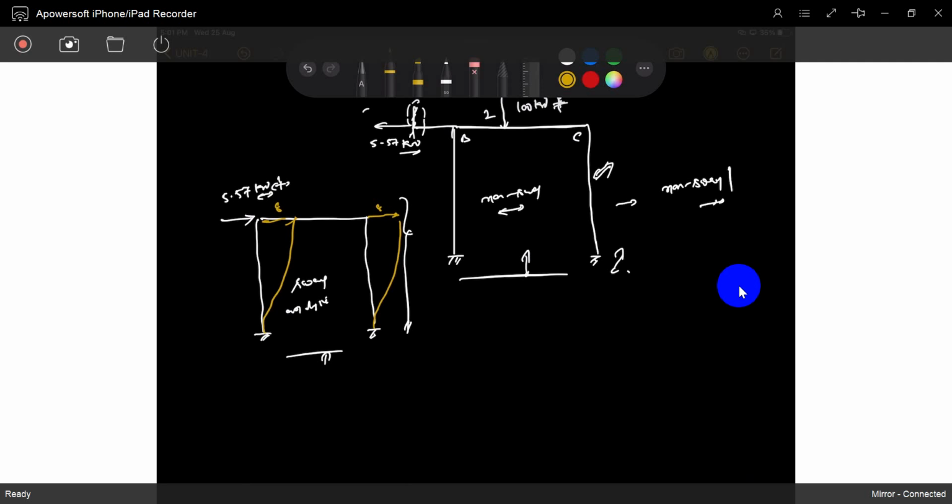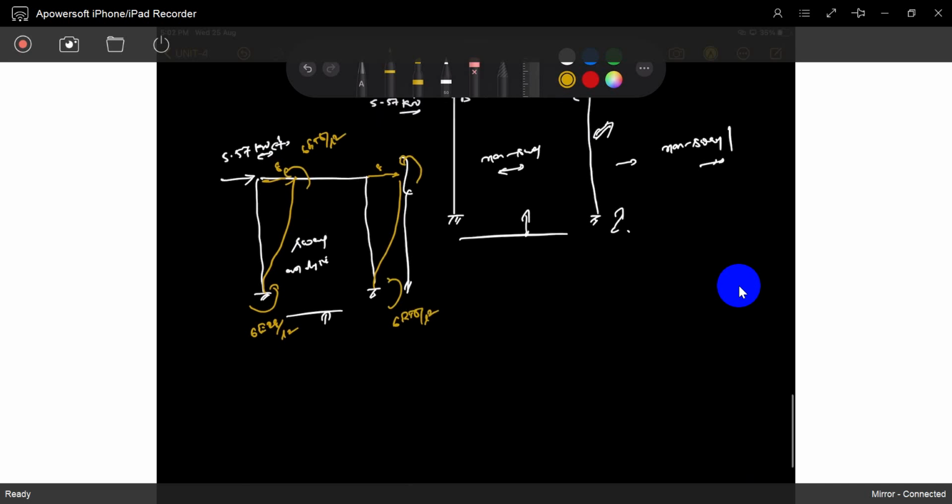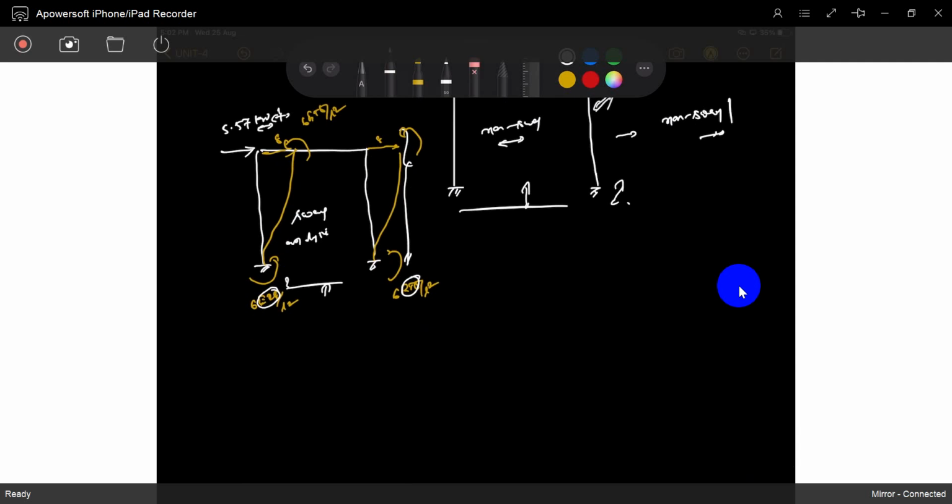What is that moment? The moment developed here is 6EI delta by L square. Here also developed in the same direction, 6EI delta by L square. So we have to take care of the moment. We don't know EI delta, so we have to assume it. Just take 1, 2, anything. So now we will see what is in the ratio.